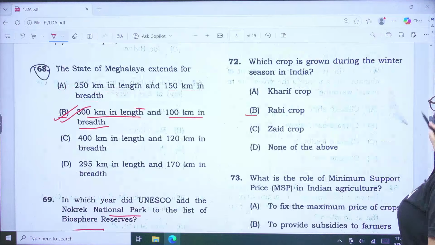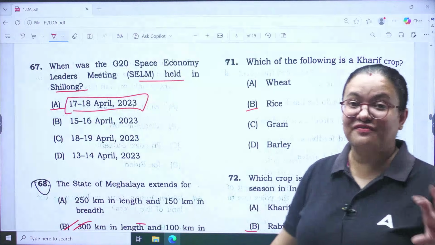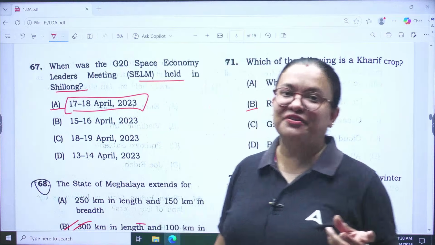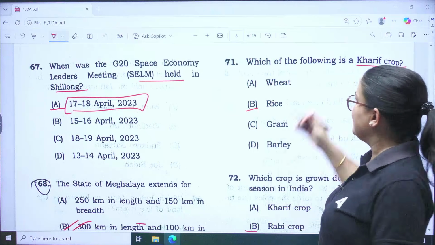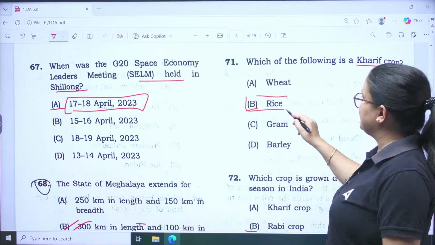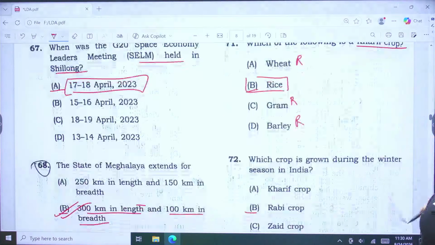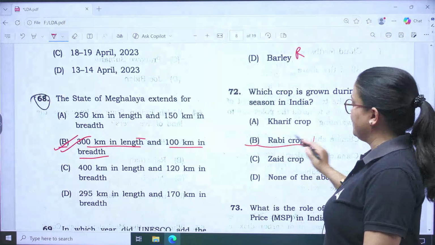Next, 71. Yes, this is about crops. This question also I have discussed very much. I have spoken about summer crops. I have also mentioned winter crops. So yes, when we say Kharif crop, it is a type of summer crop. Amongst these, rice is an example of a Kharif crop, while these others are examples of Rabi crops. Next question is about winter. Winter is the opposite of Kharif, that is the Rabi crop, right?